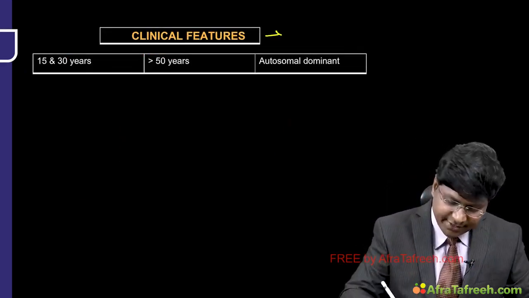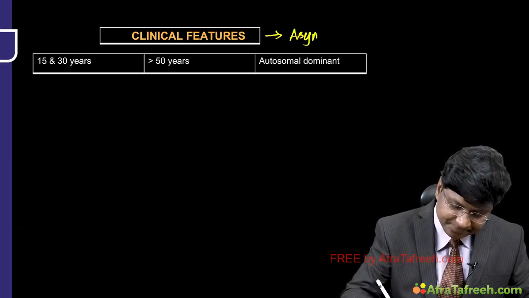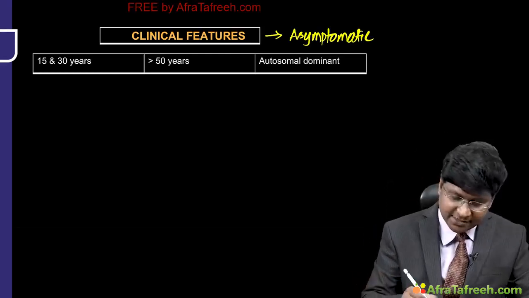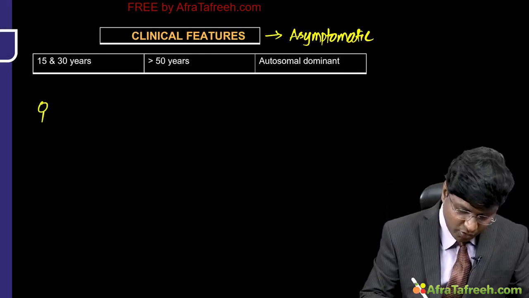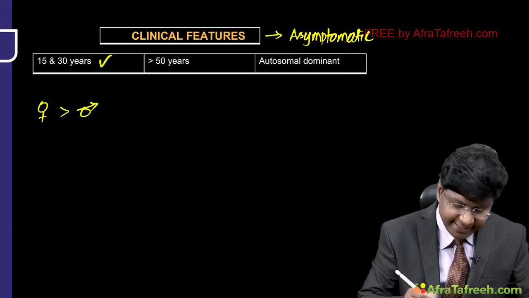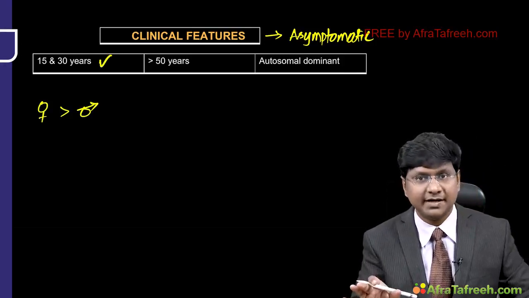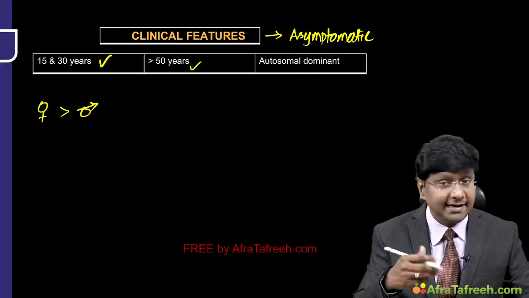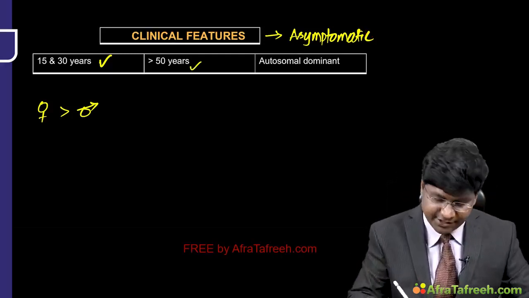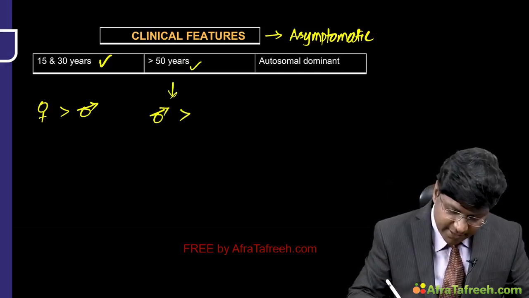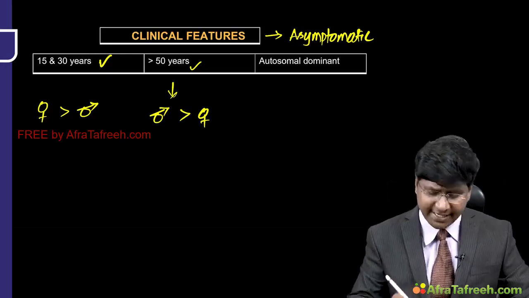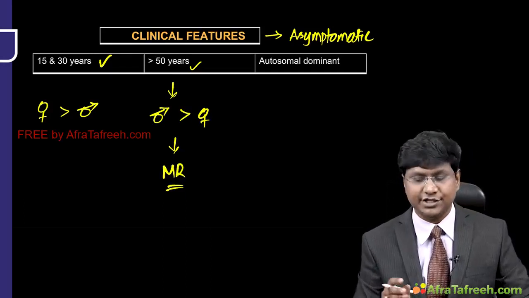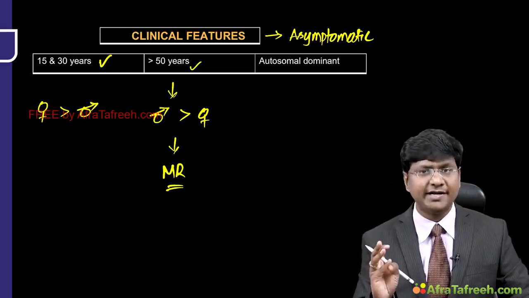Most of these patients, remember, remain asymptomatic, right? And this mitral valve prolapse syndrome is more common in women rather than men in the age group of 15 to 30 years. But in elderly individuals of age group more than 50 years, it is more common in men rather than women, right? And these patients also develop mitral regurgitation secondary to rupture of the chordae tendineae.